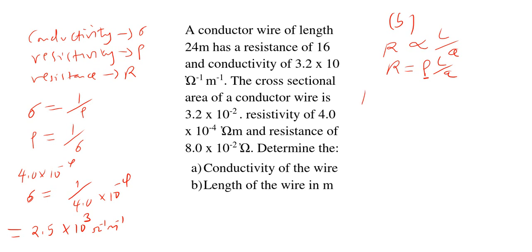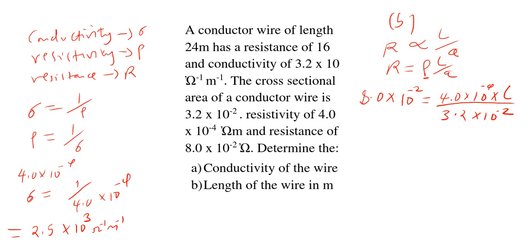So we are calculating the length. So our resistance is 8.0 times 10 power negative 2. We equate these two. Our resistivity, which is 4.0 times 10 power negative 4, we multiply by the length, which we don't know, that we are calculating, and we divide this by the area, which is 3.2 times 10 power negative 2.